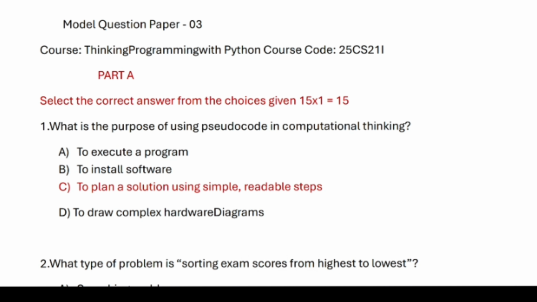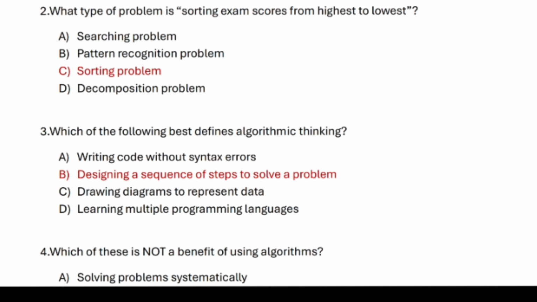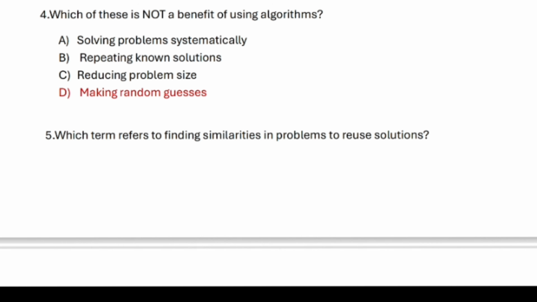So MCQs. First one, what is the purpose of using pseudocode in computational thinking? Option C will be the answer, to plan the solution using simple and readable steps. Next question, what type of problem is sorting exam scores from highest to lowest? That is option C, a sorting problem. Which of the following best defines algorithmic thinking? That is option B, designing a sequence of steps to solve the problem. Next, which of these is not a benefit of using an algorithm? Making random guesses is option D.